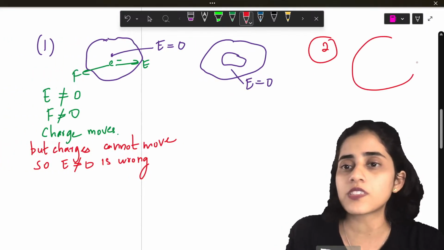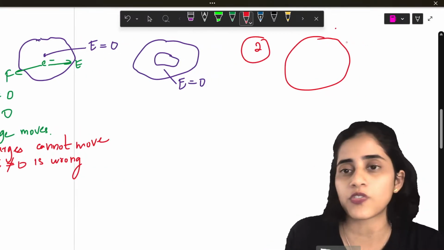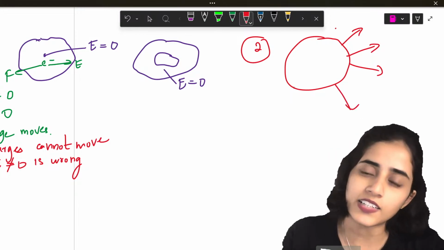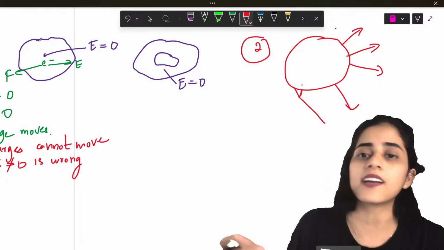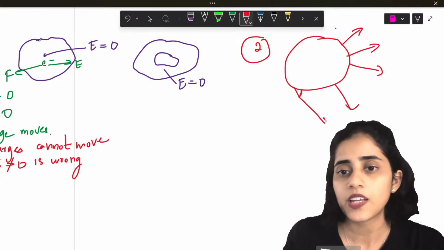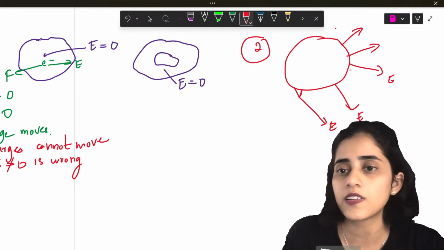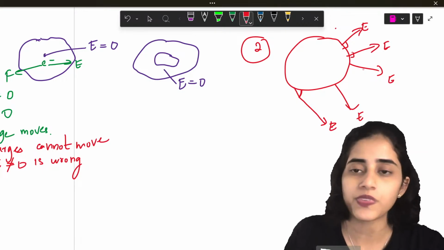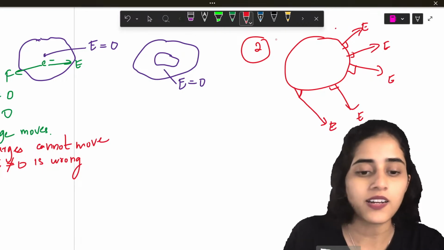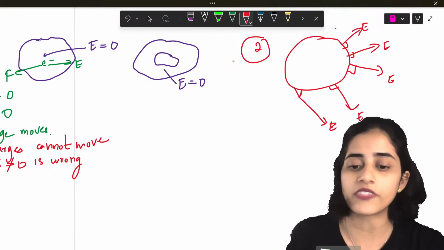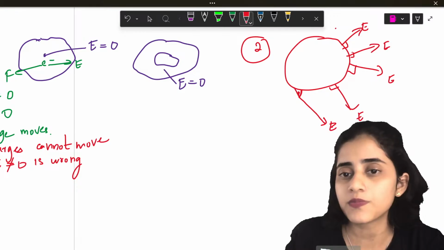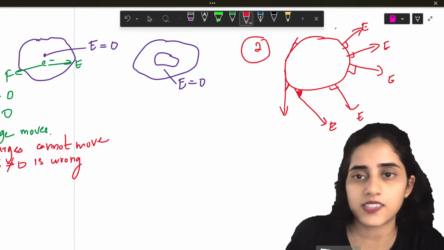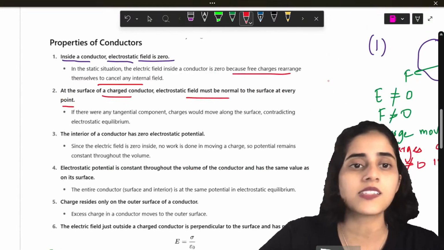If this is a conductor, on the surface of the conductor, the electric field should always be perpendicular. An electric field line cannot be like this. It cannot make an angle other than 90 degrees. So the electric field should always be perpendicular to the surface. Every time it should be 90 degrees. It should never be at some angle like 60, it cannot be like this. It cannot have angles. So that is the second point.